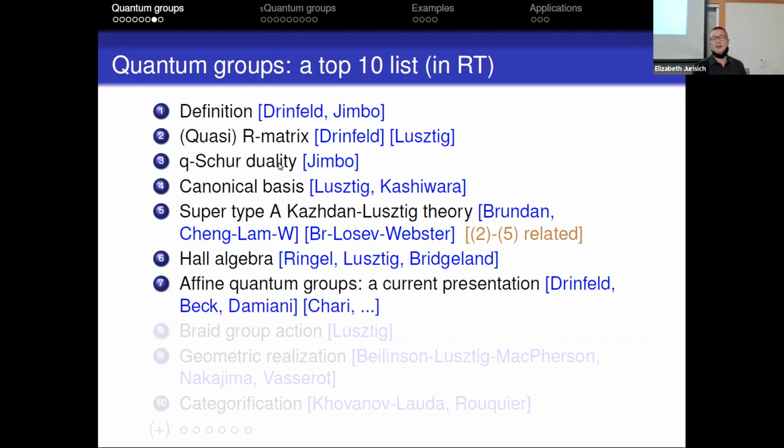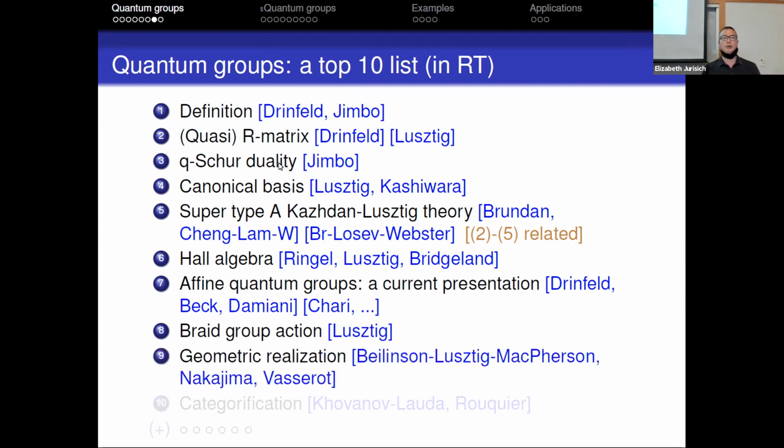Then affine algebras and affine quantum groups are always in their own world. They are incredibly rich, and they have connections like vertex algebras and other things. And just like the Lie algebra, an affine quantum group has a loop representation. That is crucial for the representation theory of affine quantum groups. Then you have the braid group action, and that's useful for constructing PBW bases and canonical bases, and then geometric realization.